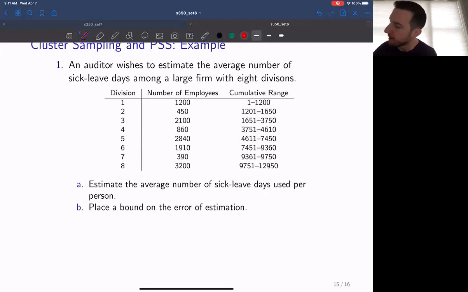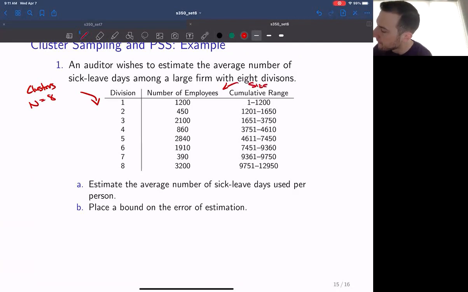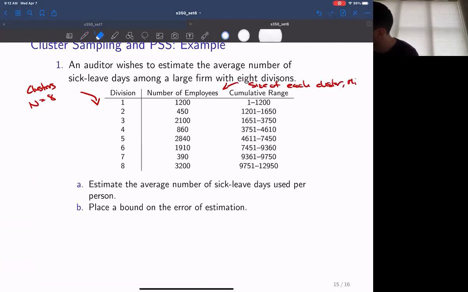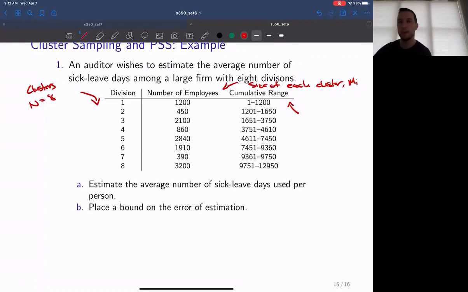So each of the divisions here are the clusters. We have a total of 8 clusters, right? The number of employees is the size of each cluster, which would be capital M_i. And the cumulative range, which is shown here, is just like an ID number, so this would be like the employee ID.